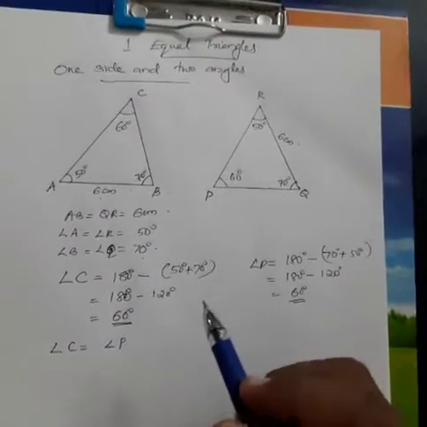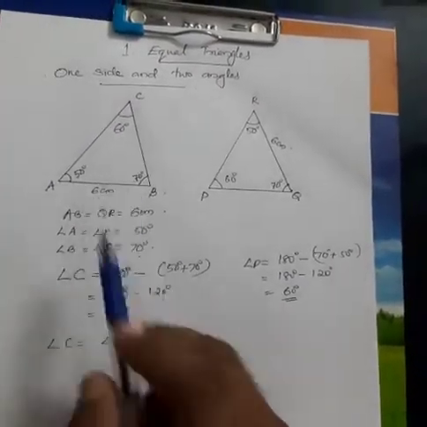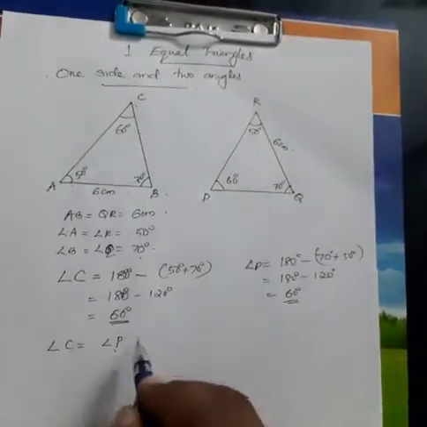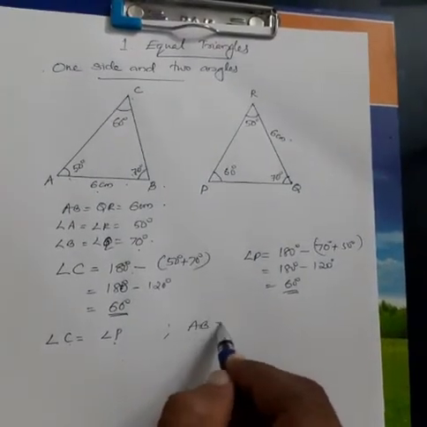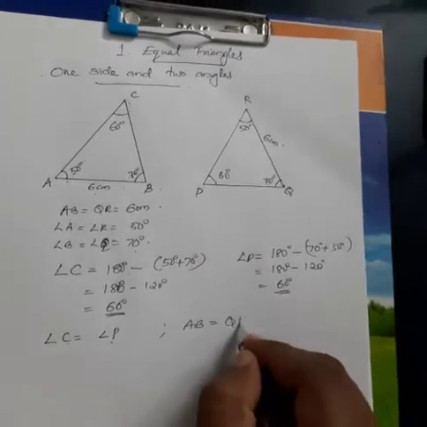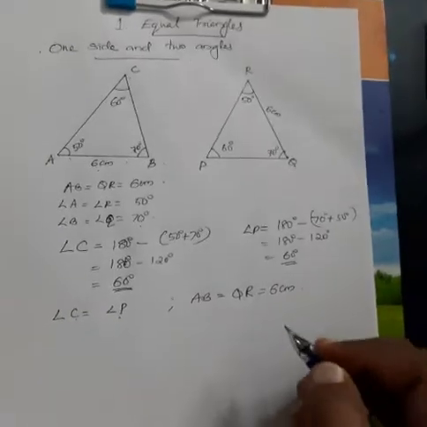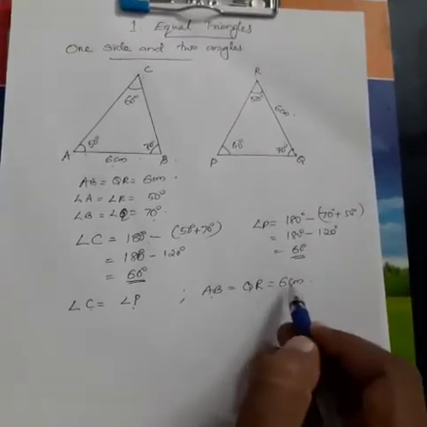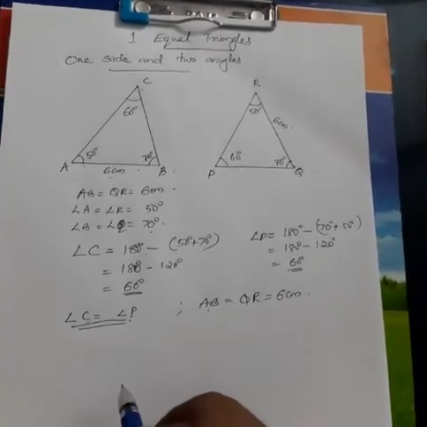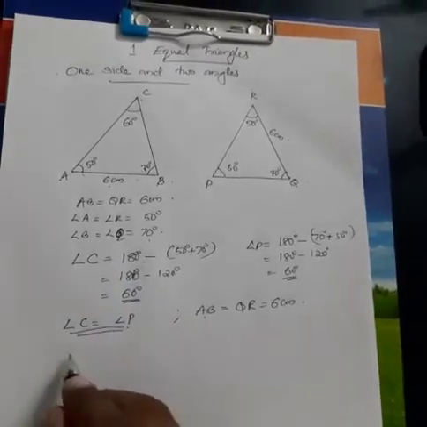And as we studied first, if the angles are equal, the opposite sides are also equal. Opposite of angle C is AB. Opposite of angle P is QR. Both values are equal, so it is 6 centimeter. AB is equal to QR is equal to 6 centimeter, angle C is equal to angle P. Then using these two, you have to find out the next.